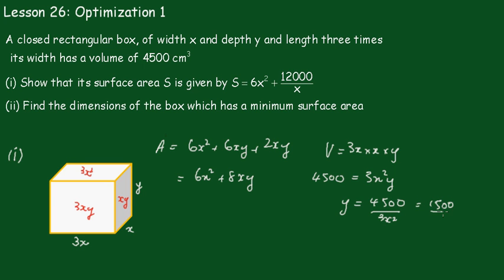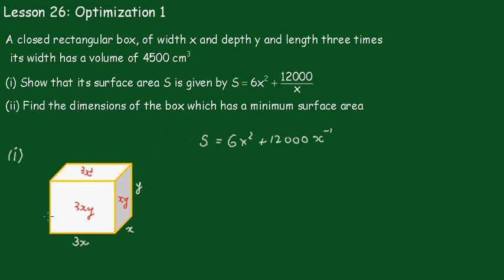Okay, so that's going to be equal to 1,500 over x squared. So replacing the y with 1,500 divided by x squared, we get 6x squared plus 8x times 1,500 over x squared. And of course this becomes 6x squared plus, now 8 times 1,500 is 12,000, and the x cancels with the x's down the bottom, and we get the desired result, 12,000 all over x for part 1.